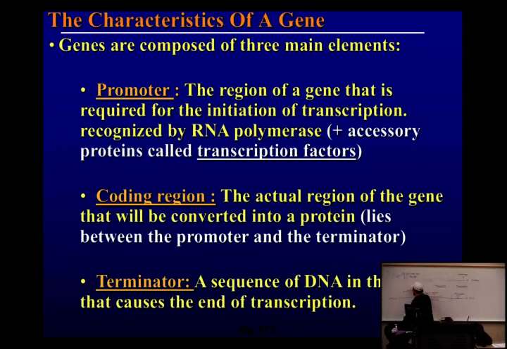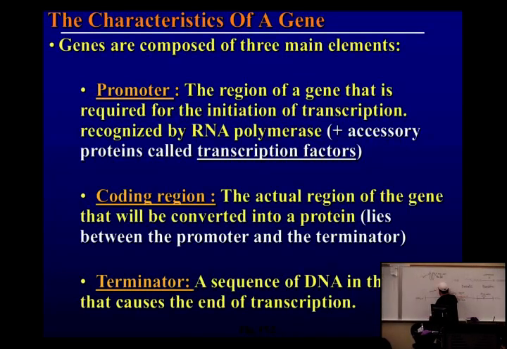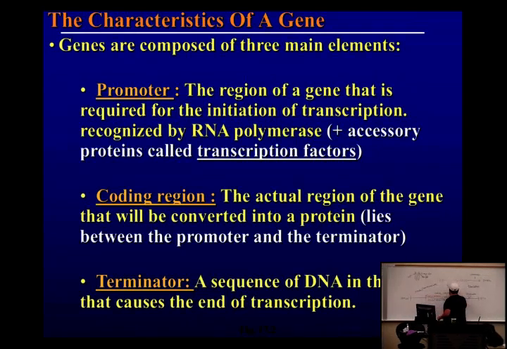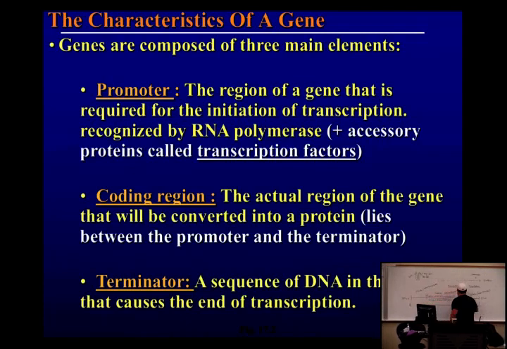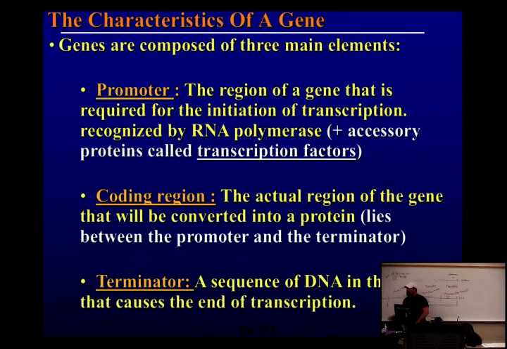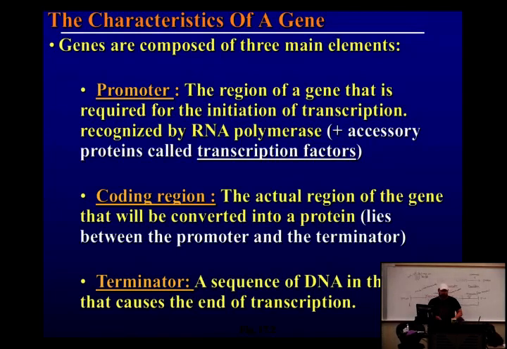So the promoter is where the RNA polymerase binds. The coding region is what is turned into protein. And then the terminator is what stops transcription. So all 3 of these, promoter, coding region, and terminator, constitute what we would call an allele or a gene. And that gene would be for a protein that makes your hair brown. Does that make sense?